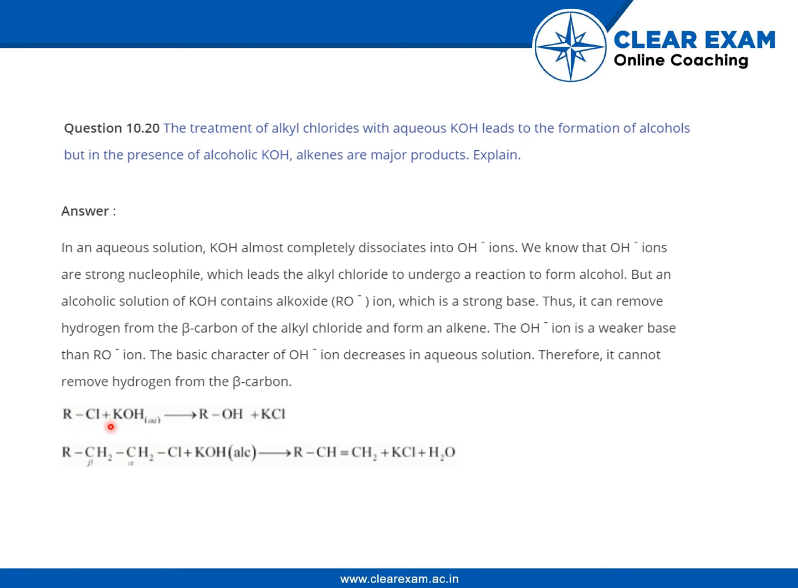So when this reaction takes place, no alkene is formed, only the Cl gets replaced with OH. But when this R group is reacted with alcoholic KOH, the alkene is formed, because the RO- group is a much stronger base than the OH- group.